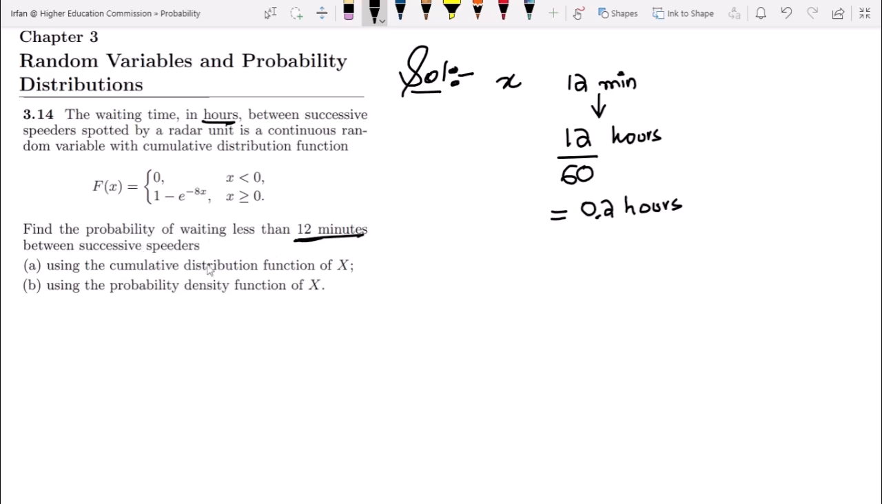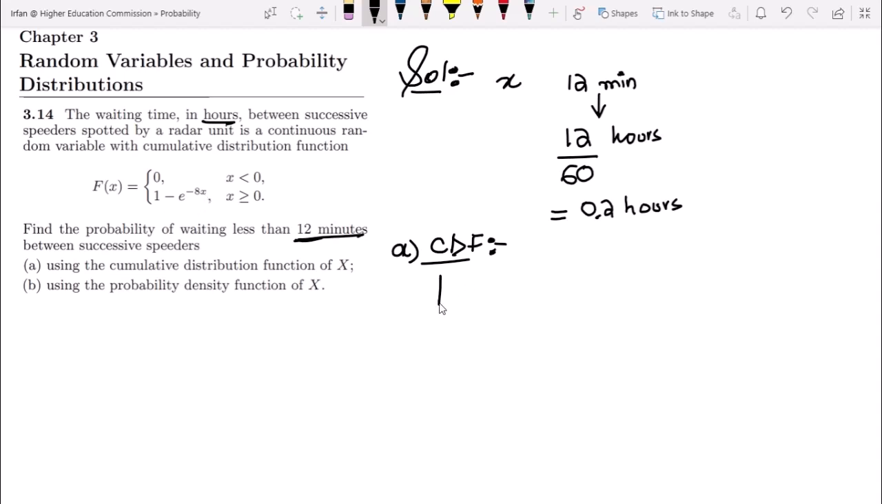Now in order to solve it by using part A, which is by using the CDF, what do I have to do? I have to write these values, and for writing them I have to find these values by using the F of x.